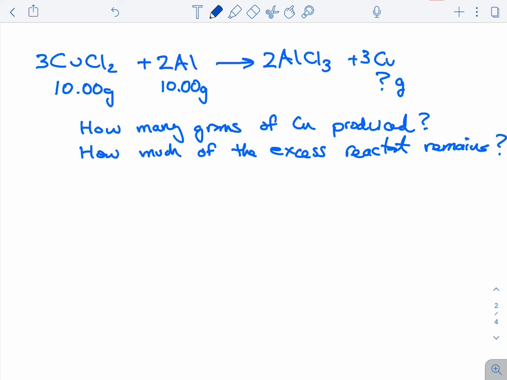So this is a practice problem. I'd like you to pause the video, get out a piece of paper, get your periodic table, get your calculator, try to work the problem, and then hit pause and then restart the video once you're done or once you're stuck and need some help, all right? So go ahead and do that for me.